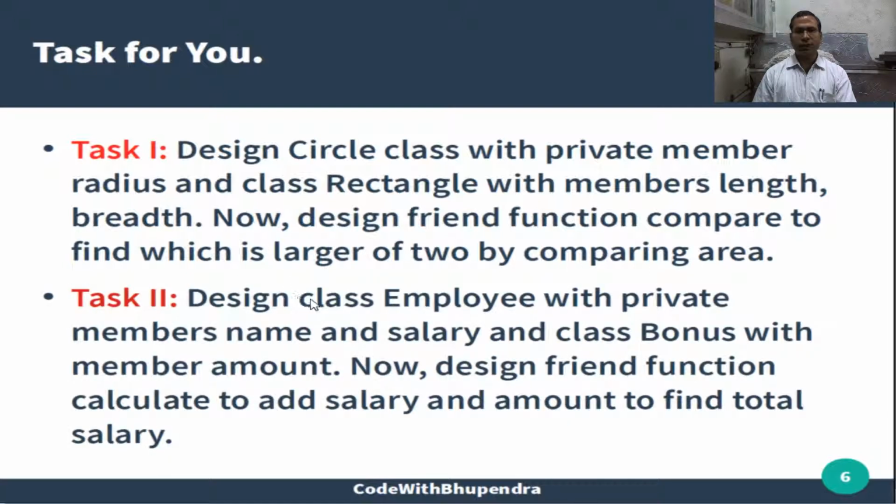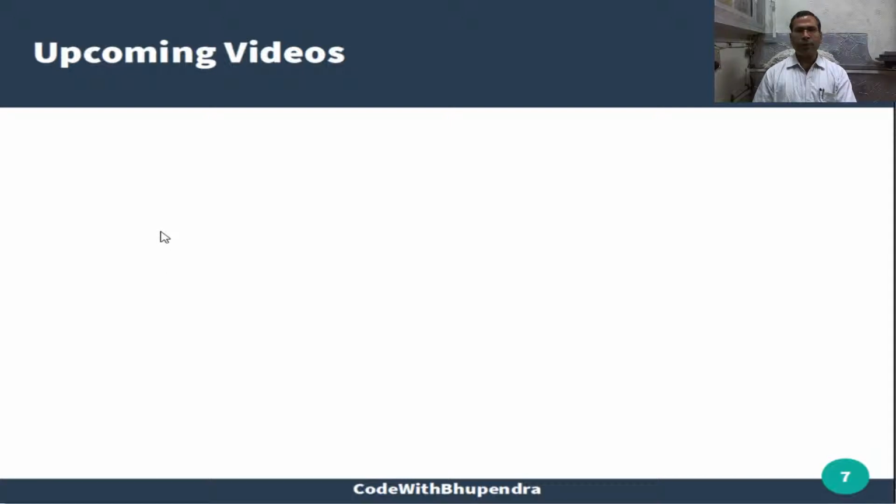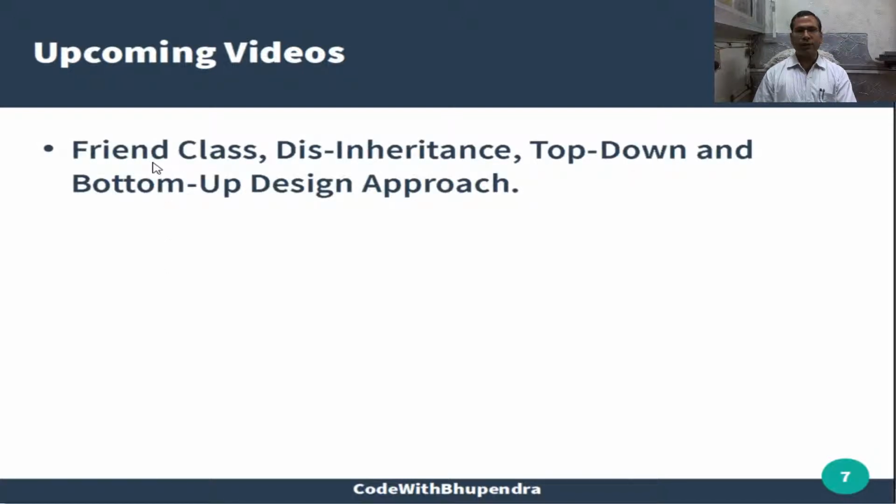Second task, in place of class A, you can create a class employee with private members name and salary. In place of class B, create a class bonus with a private member amount. Now, design a friend function calculate in place of add, that will add the salary and the amount from bonus to find the total salary. In upcoming videos, I will cover friend class, inheritance, top-down and bottom-up design approach.